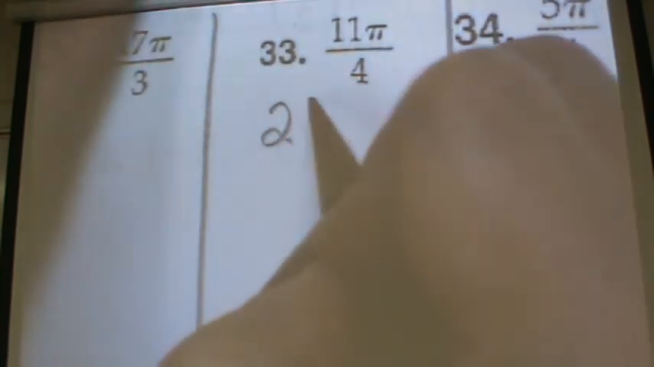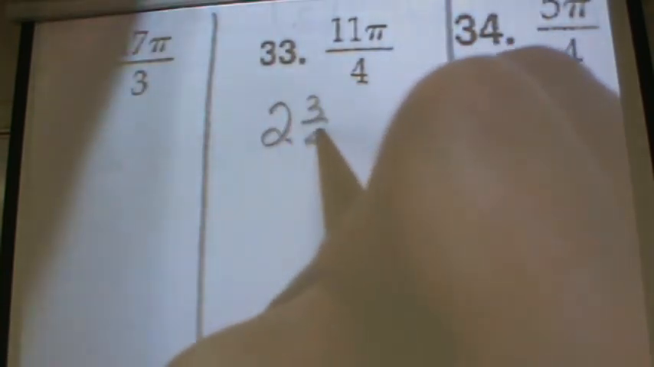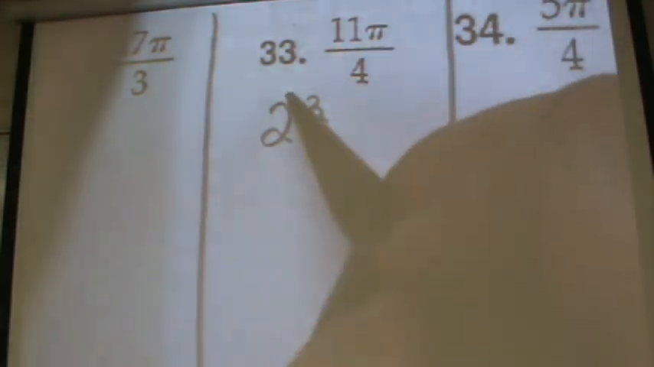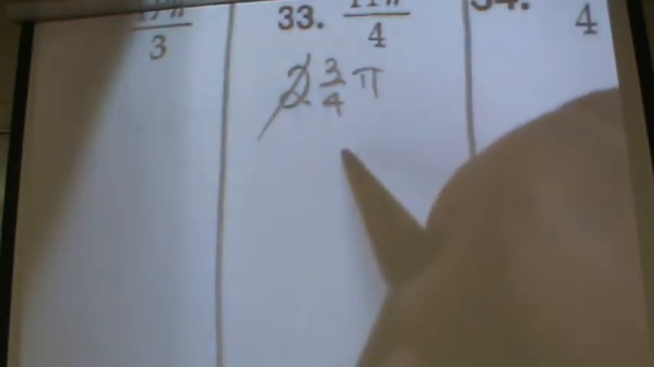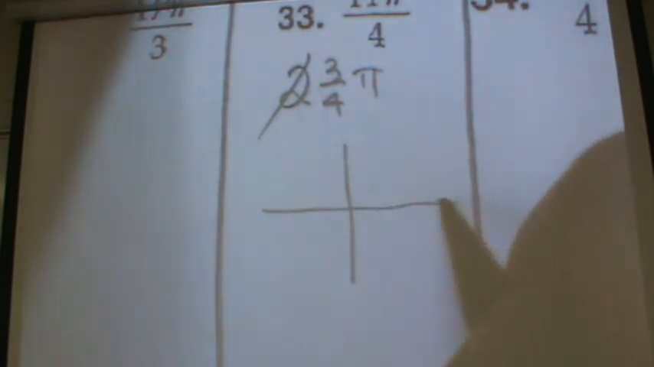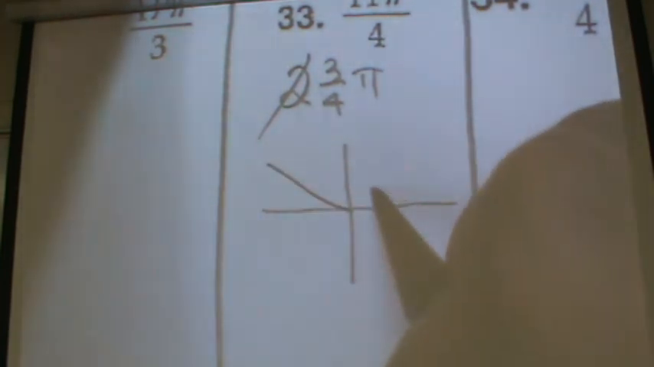Where's 11 pi over 4? Make it a mixed number first. 2 and 3/4. Okay, so what are you gonna do? I'm gonna take this 2 off. 3/4. Where's 3/4 pi? Quadrant 2. It's right there. 3/4 is 45 degrees. So that's a 45.